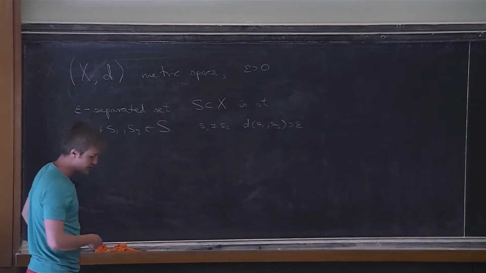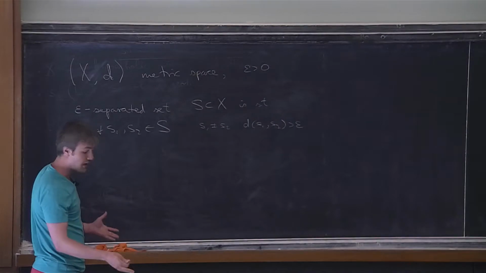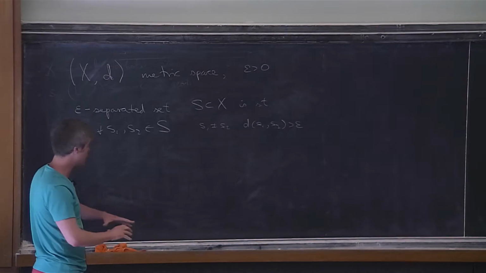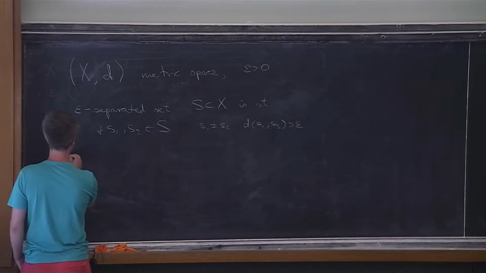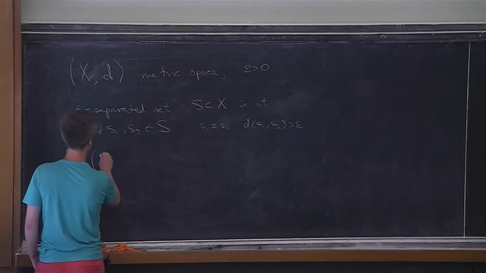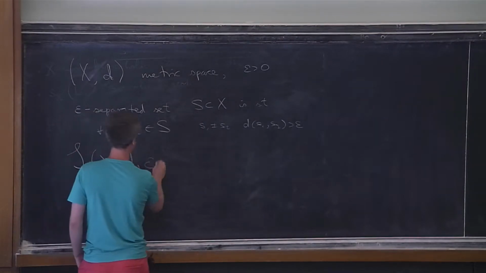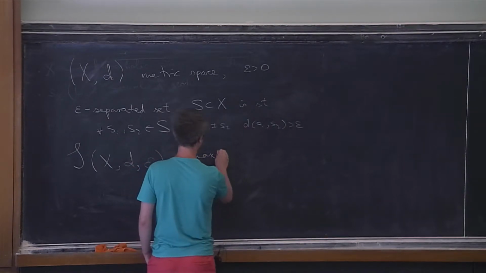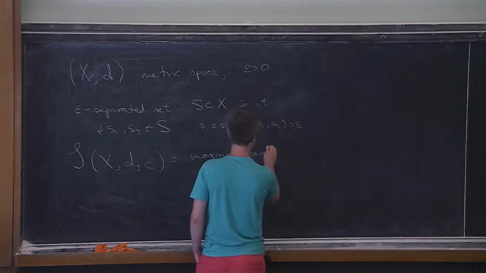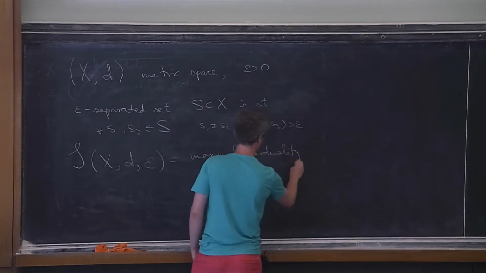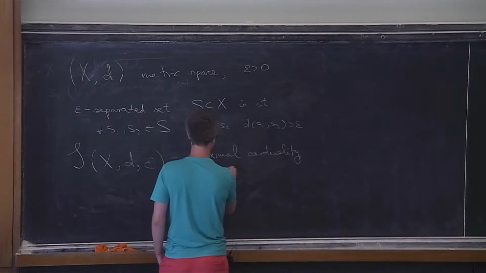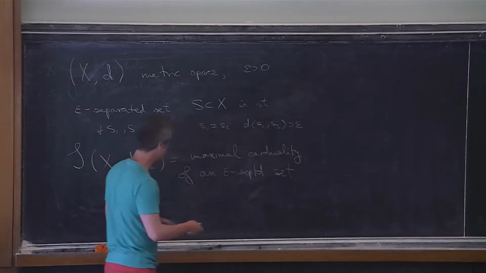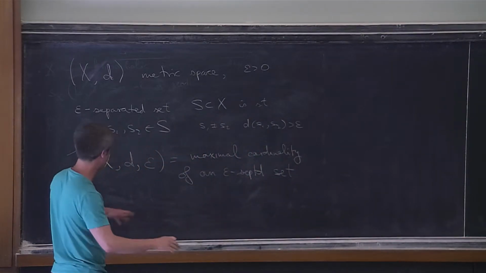And of course, the empty set is epsilon separated, but you want to have an epsilon separated set which is as large as possible. So we're going to define curly S of X with a metric d and parameter epsilon to be the maximal cardinality of an epsilon separated set. So the largest number of epsilon separated points that we can fit into our set.